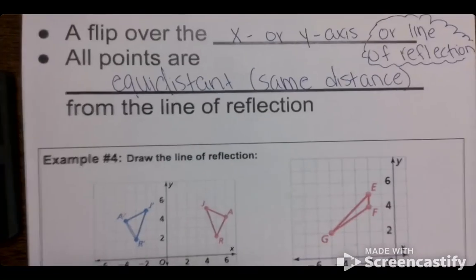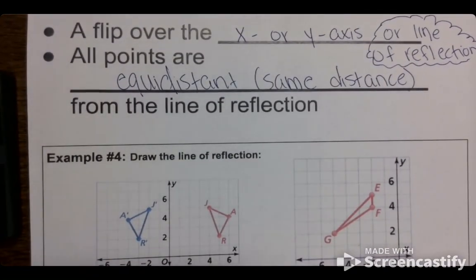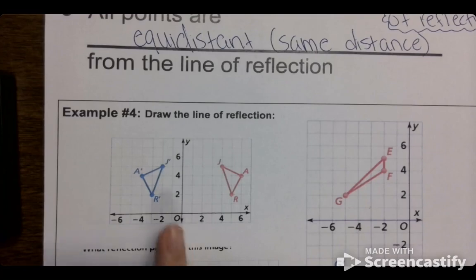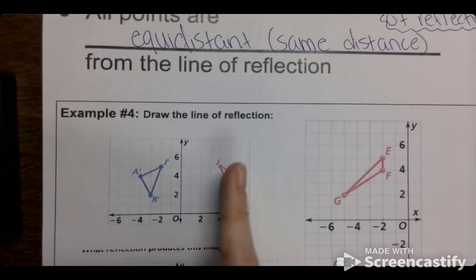Okay. So it's a line of reflection and it's equidistant, or same distance, from the line of reflection. Okay. All points are the same distance. So we're going to look at 4. And 4 is important solely because these, obviously, if you look at them, this is for sure not over the y or x axis, right? It's really close here and it's really far here.